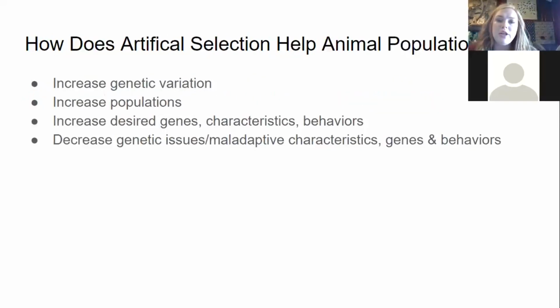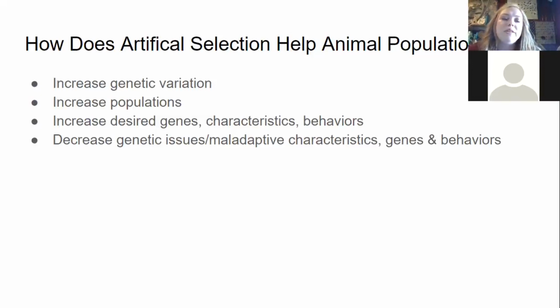All right, so artificial selection does help animal populations, whether it helps us maintain the populations we already have or increase populations if necessary. It's also going to help us increase genetic variation so that we have more genes and more animals to pull from, so it's not the same animals breeding, whether it's their choice or humans play a role in that. This is going to allow those animals to have more healthy offspring, and also be able to feel more comfortable in their environment or in their habitat.